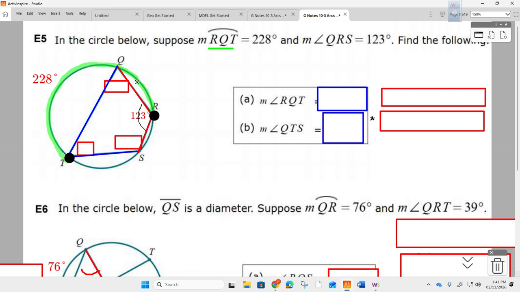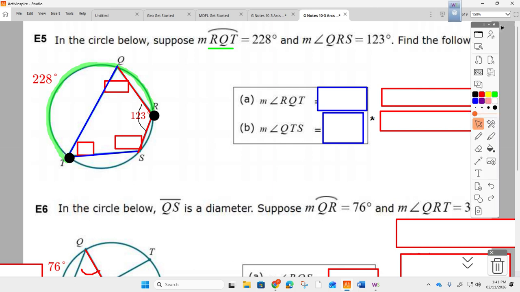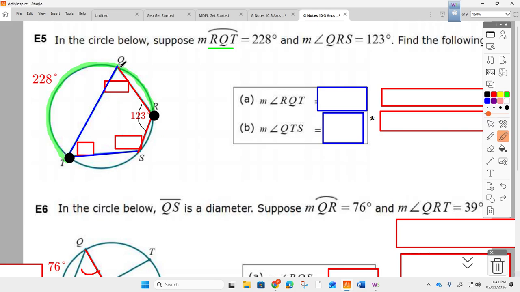So let's start with marking the given information. Arc RQT is 228 degrees, and the measure of angle QRS is 123 degrees. We're going to find the measure of angle RQT and the measure of angle QTS. I'm going to start with the measure of angle QTS.